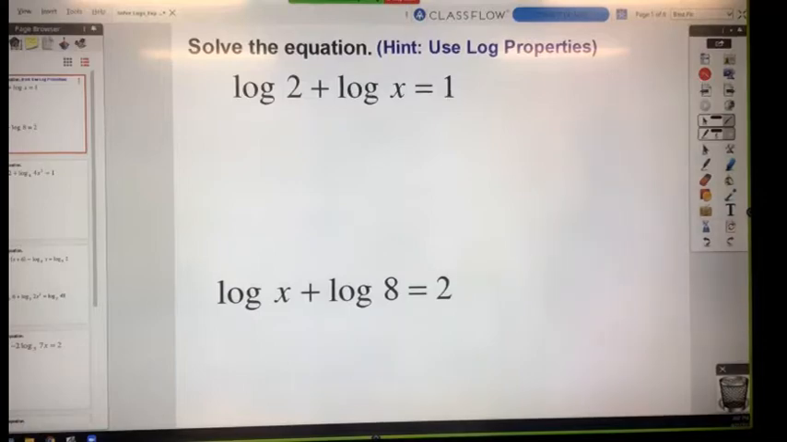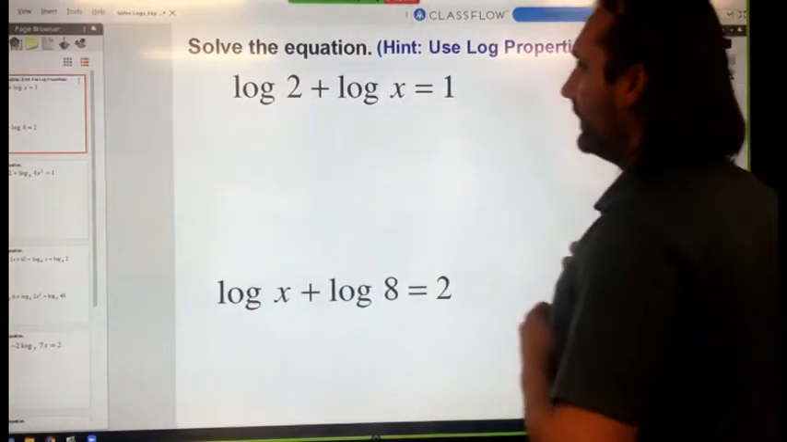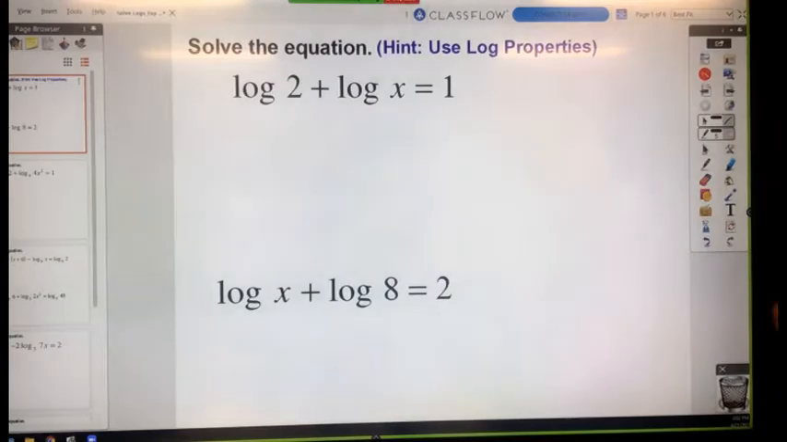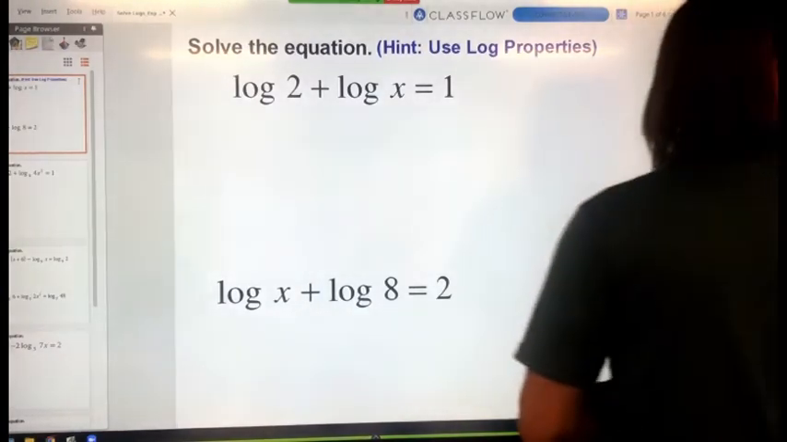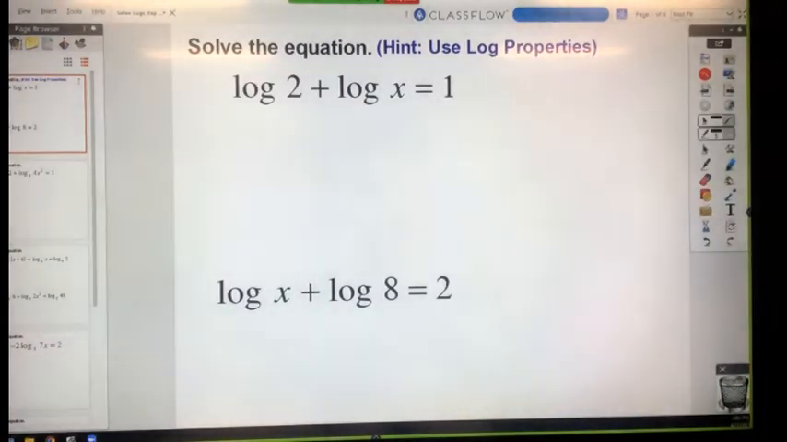So I have shown you how to do all the techniques and given you all the tools to modify logs and exponents in order to solve any type of equation that involves a log or exponent. So let's use all of our tools, all of our properties we've seen up to this point to help us solve. First question, log 2 plus log x equals 1.